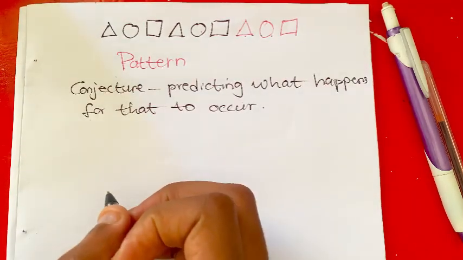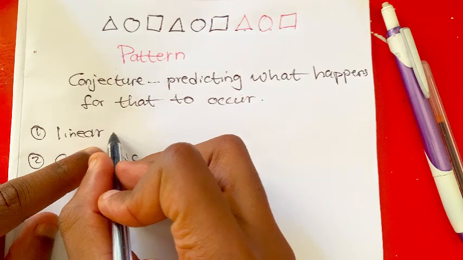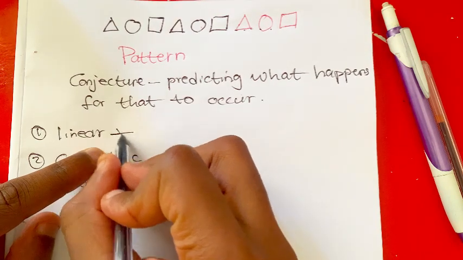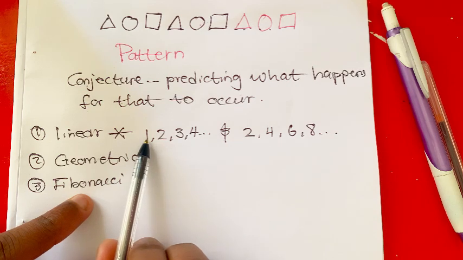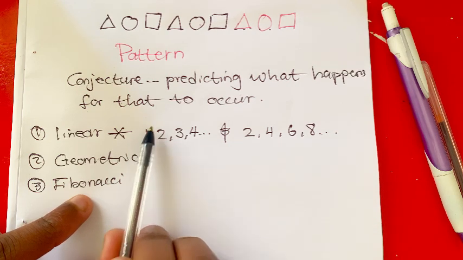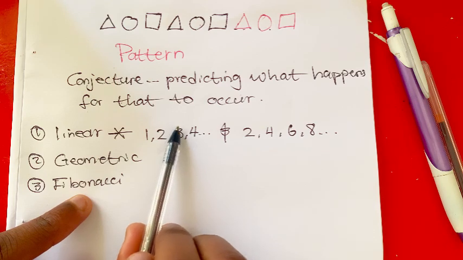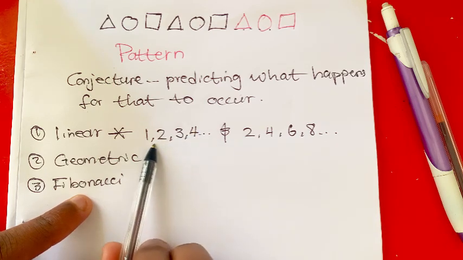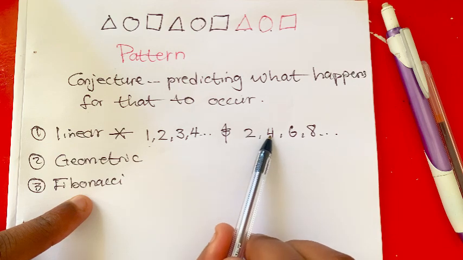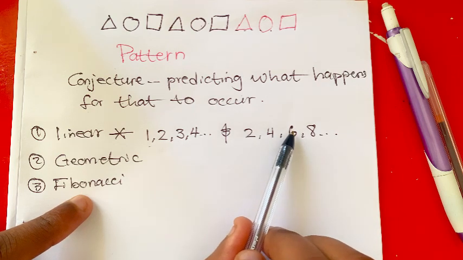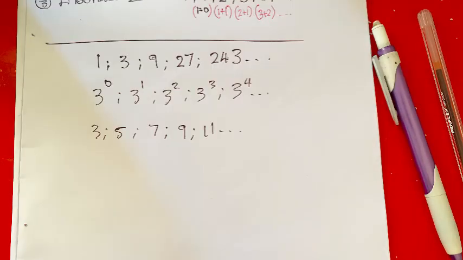So now, you have different types of patterns. In grade 10, we focus more on the linear pattern. For each term, you add 1 to get the next one. Then you add 1 to get the next, and you add 1 to get the next. This is a linear pattern. Here, you add 2 to get 4, you add 2 to get 6, you add 2 to get 8. This is still a linear pattern.